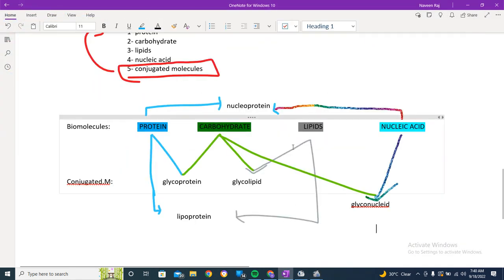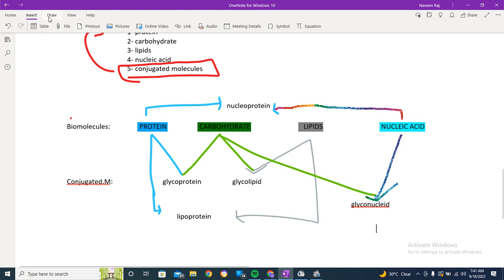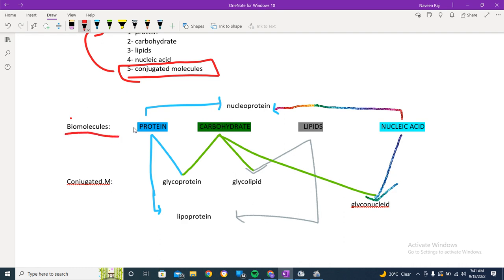Okay, so I'm done with the table, and this will make you quite clear about what I'm talking about. So let me start to explain this. Here you're going to see that we have biomolecules. Number one is protein, number two is carbohydrate, number three is lipid. These are all biomolecules. We're looking into them one by one in our upcoming lectures, what these are and what sort of monomers they are made of. Number four is nucleic acid, and these are the conjugated molecules.